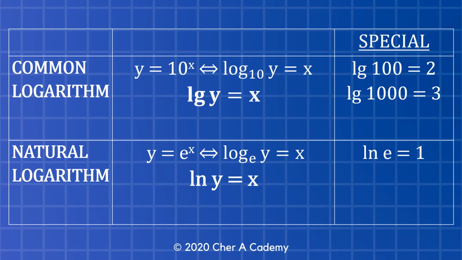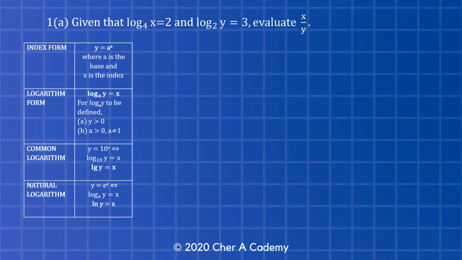So here's a summary of the common log form and the natural log form. For common log form, the base is 10. For natural log form, the base is e. Now we'll dive right into 4 questions.